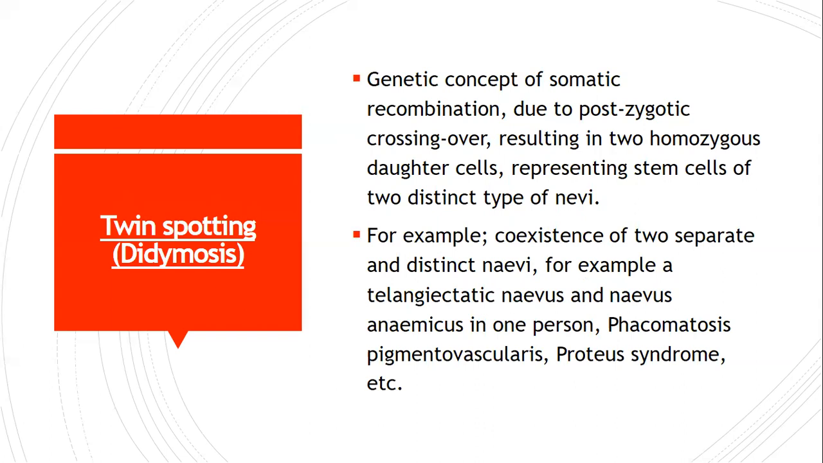So the problem is post-zygotic and of somatic recombination, resulting in two homozygous cell patterns that result in two different types of nevi. For example, coexistence of telangiectatic nevus and nevus anemicus in one person, and particular diseases in which multiple different types of nevi are seen that include phacomatoses, pigmentovascularis, and Proteus syndrome.